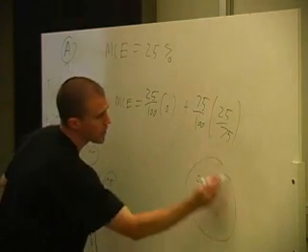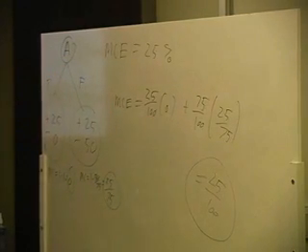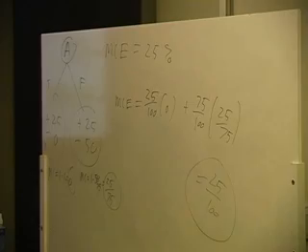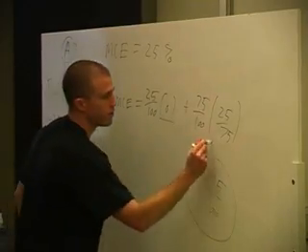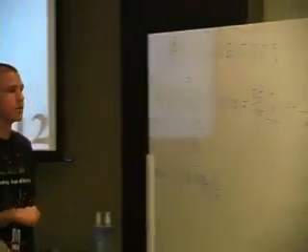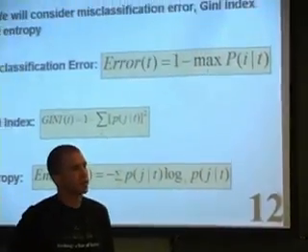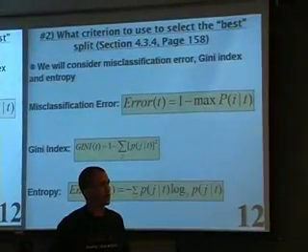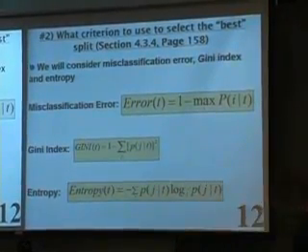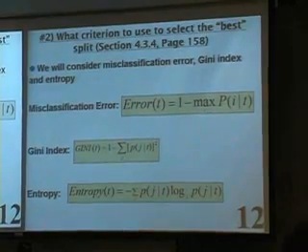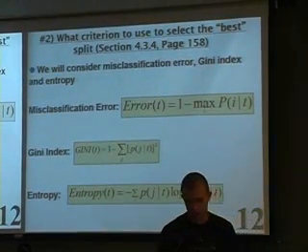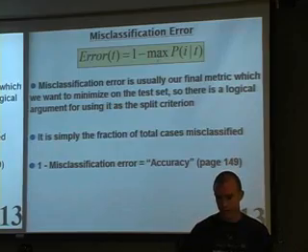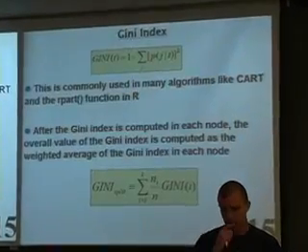The reason I went through this, though, is because in general, that's how you're going to combine these metrics. You compute them within each node, and then you take the weighted average over all the nodes. So it's obvious for misclassification error, but in general, for Gini index, we'll compute Gini index within each node and then take the weighted average to figure out the overall Gini index. Same thing with entropy. So that's misclassification error. We did this example. Gini index.